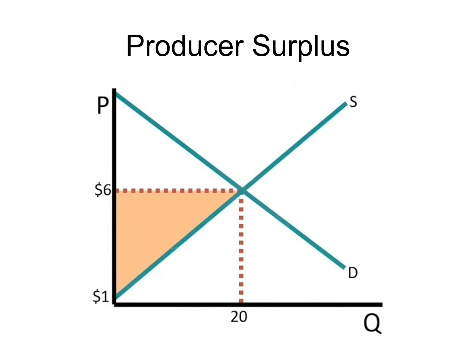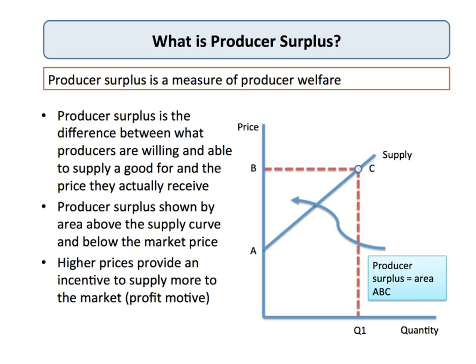$6 minus $1 is 5. 5 times 20 is 100. 1/2 base times height. The total producer surplus in the market for winter tailgate hats is therefore 50. Again, calculating producer surplus is straightforward. 1/2 base times height. Understanding the concept of producer surplus is far more important.